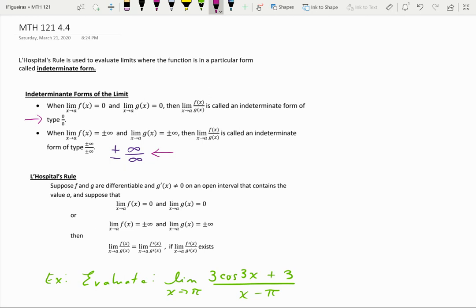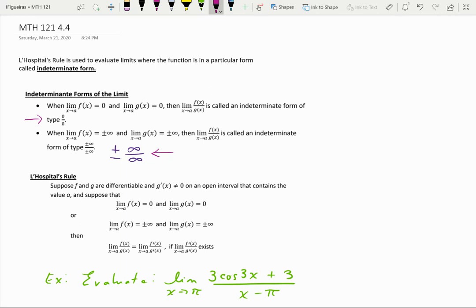So the signs do not have to be the same, and they do not have to be different. You can have infinity over infinity, or infinity over negative infinity, or negative infinity over infinity, or negative infinity over negative infinity. So that's the first thing you need to do before you apply L'Hopital's rule.